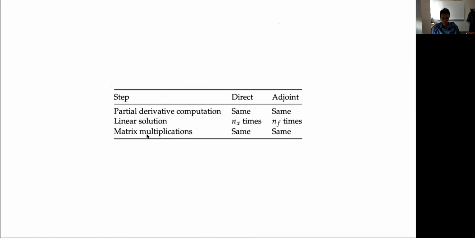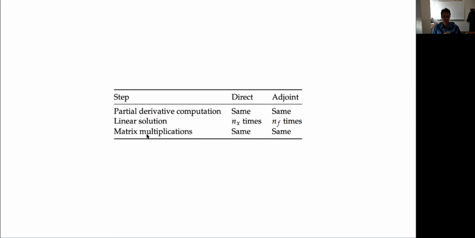So just to recap these two, direct and adjoint, again, you could call them forward and reverse. The partial derivatives, we compute the same partial derivatives either way. Matrix multiplications, they're the same number of operations either way. The main difference is the linear solve. In the direct one, and that's the expensive part, we do it nx times. In the adjoint or reverse one, we do it nf times. So again, it's a trade-off between number of inputs and number of outputs.